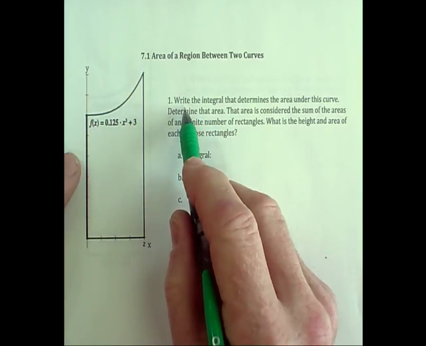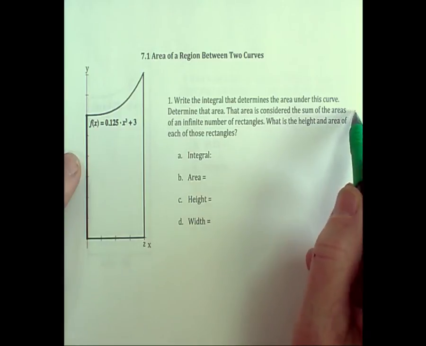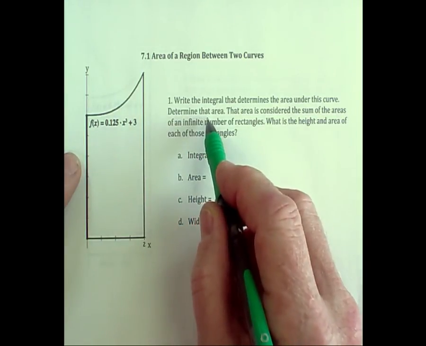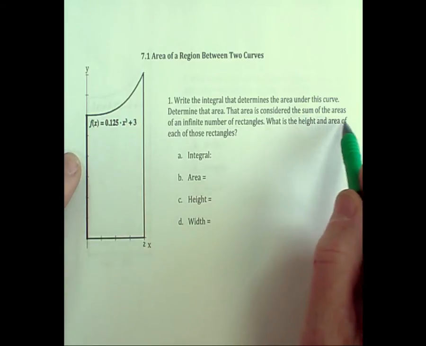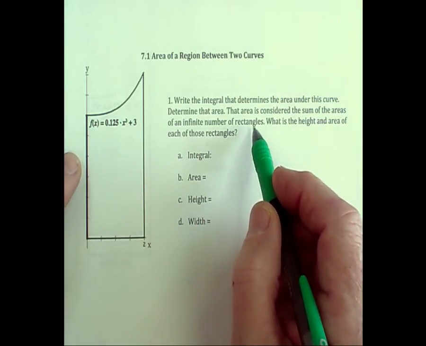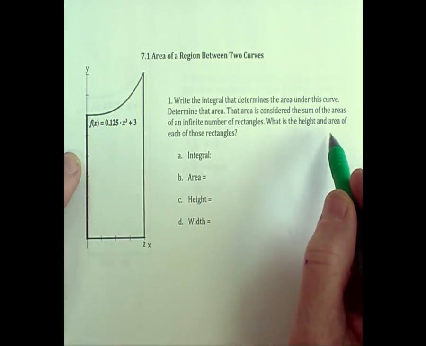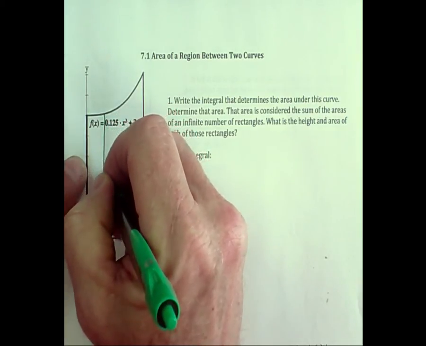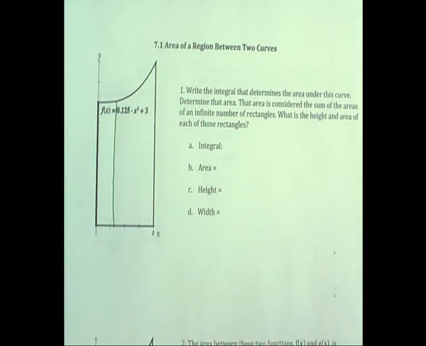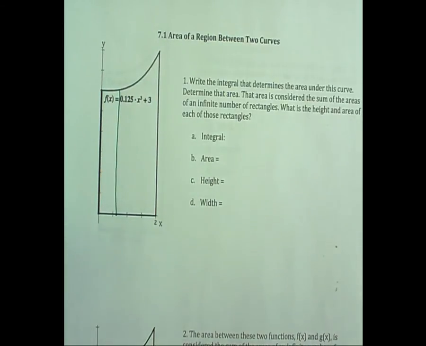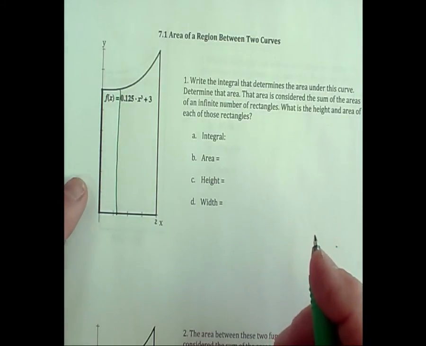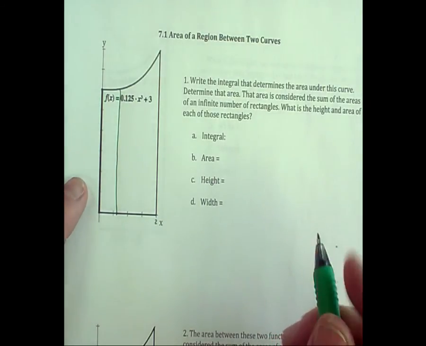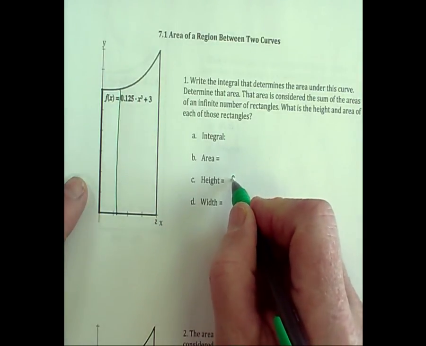Alrighty, it says, write the integral that determines the area under this curve. Determine that area. That area is considered the sum of the areas of an infinite number of rectangles. You remember that, Landry? Okay. What is the height and area of those rectangles? So let me draw one of those rectangles. It's skinny, isn't it? What's the height of that rectangle? F of x. Very good.